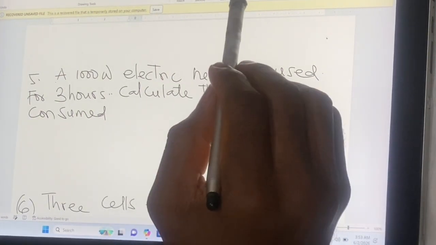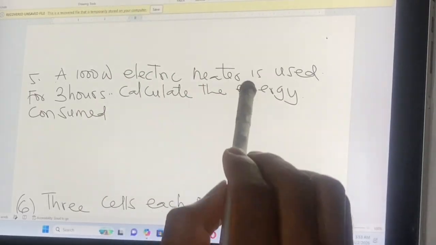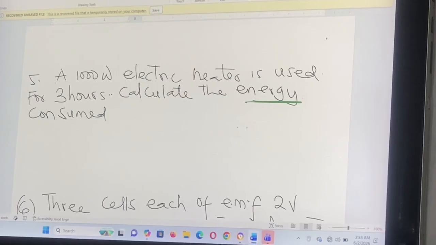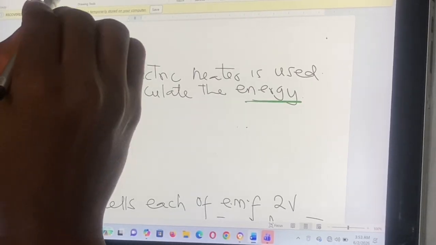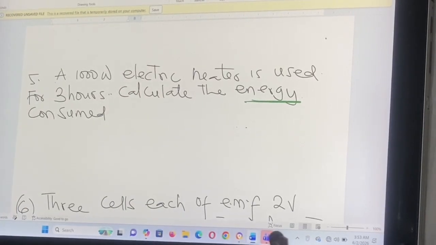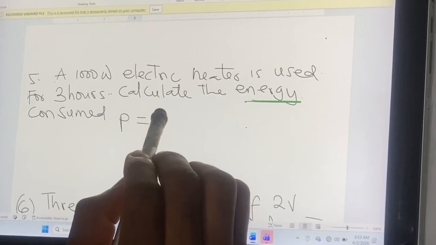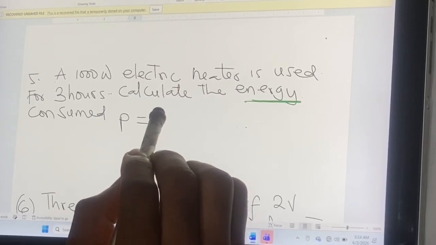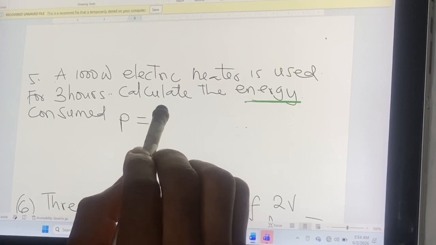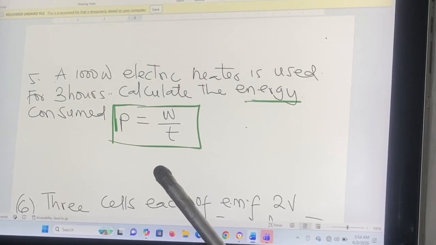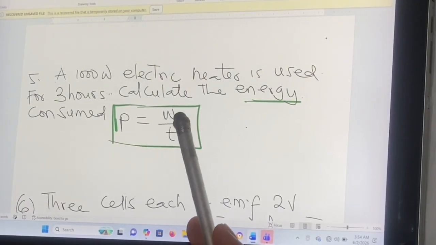Energy, electrical energy, or electrical work done, please take note, they are the same. If you're asked to calculate the energy consumed or the electrical work done, it is the same. So the energy consumed, when power is given and time is given, we use the formula for power. Power is equal to work done over time. The formula relating power, work done and time is power is equal to work done over time.